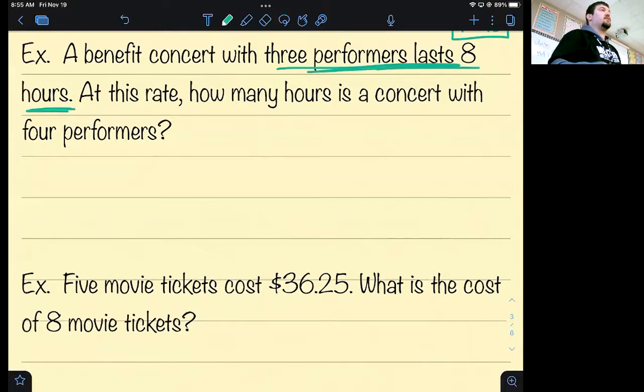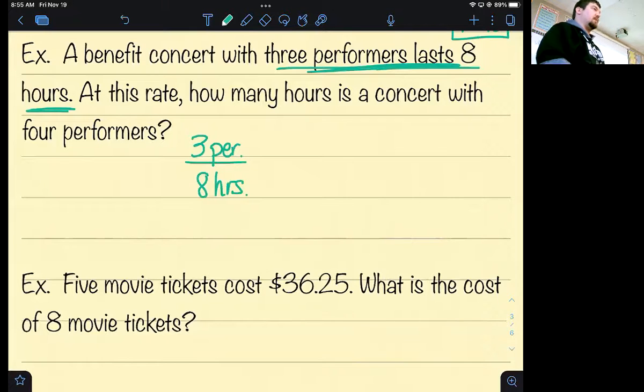It has labels, so it's a rate. So I'm going to write 3P or PER for performers. 3 performers lasted 8 hours. Go ahead and write that down. That's a complete rate. 3 performers, 8 hours.